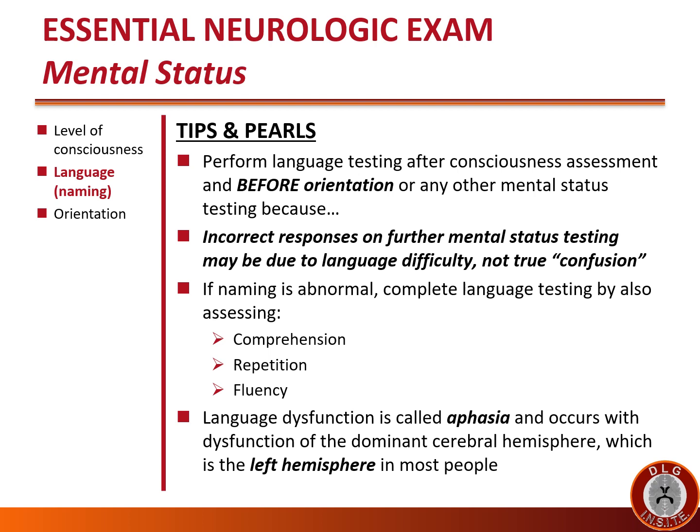Tips and pearls for mental status, language, naming. Perform language testing after consciousness assessment and always before orientation or any other mental status testing, because incorrect responses on further mental status testing may be due to language difficulty, not true confusion. If naming is abnormal, then complete the language testing by also assessing comprehension, repetition, and fluency. Language dysfunction is called aphasia and occurs with dysfunction of the dominant cerebral hemisphere, which is the left hemisphere in most people.